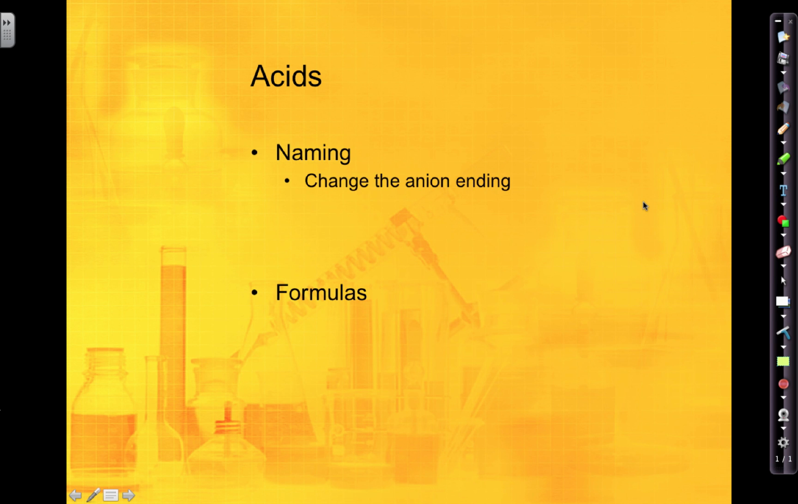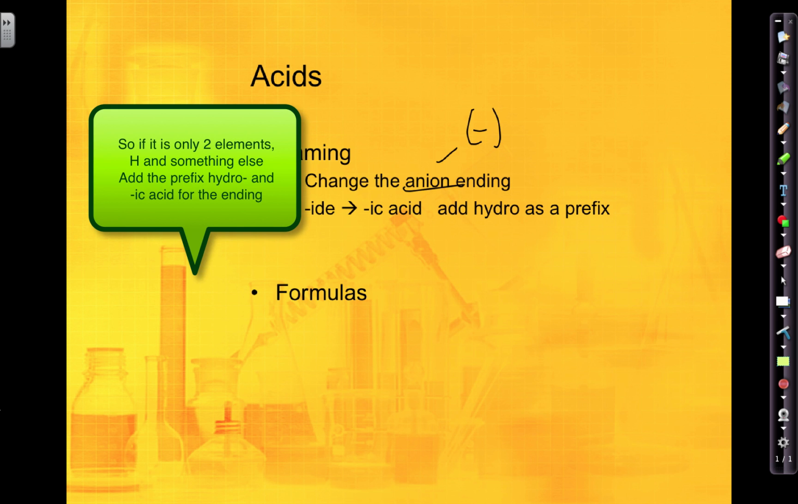Okay, so for naming, we're going to change the ending of the anion, and remember that's the negatively charged one. And you're going to follow these rules. If it ends in ide, you're going to change it to ic acid. You're going to add hydro as a prefix if you do that.